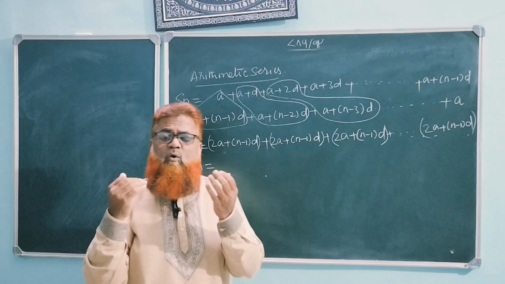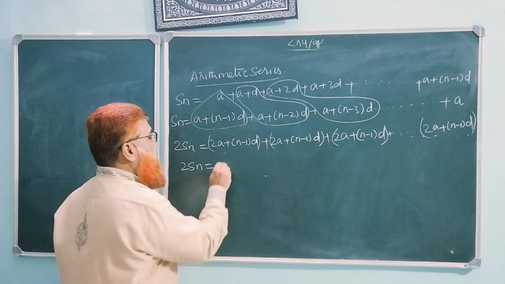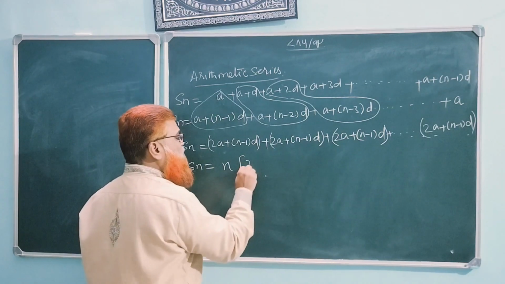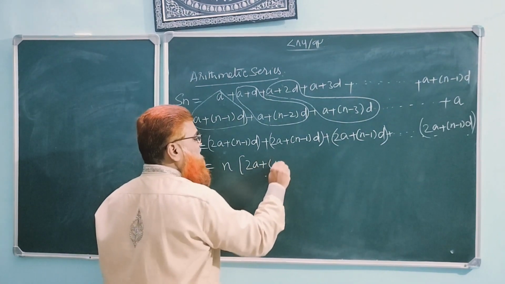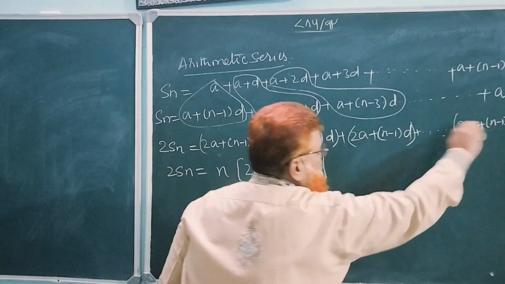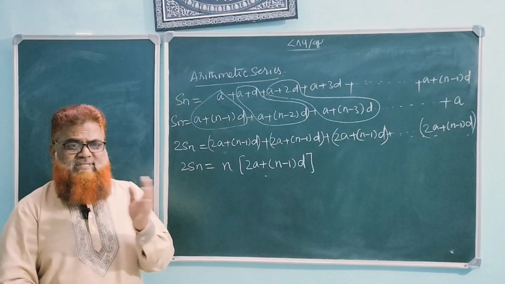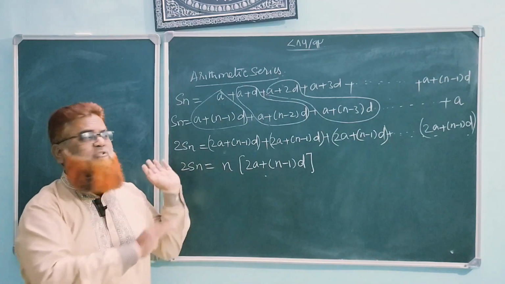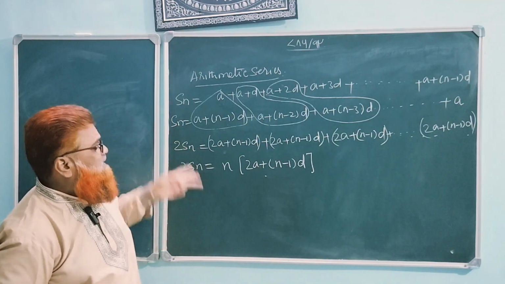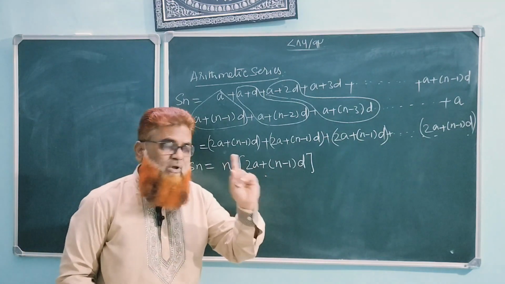How many terms of 2a plus (n minus 1) into d? Children, it is n into (2a plus (n minus 1) into d). How many terms do we have? The first term is a and the last term is n. We have added the double series, first to last and last to first, so it is the double 2Sn series. It is n into (2a plus (n minus 1) into d).